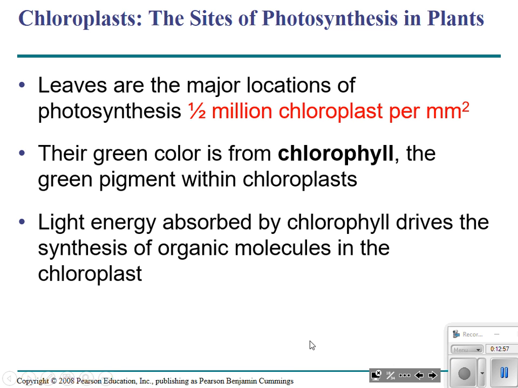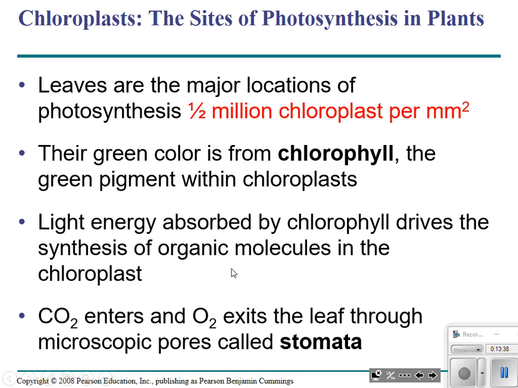Where does photosynthesis occur at? Just somebody tell me. Where? I can't hear. Leaves? Okay. Leaves would be an answer. Be more specific now. What part of the leaf? Chloroplast. Chloroplast. Okay, and that's what this last bullet is. The synthesis of organic molecules in the chloroplast.